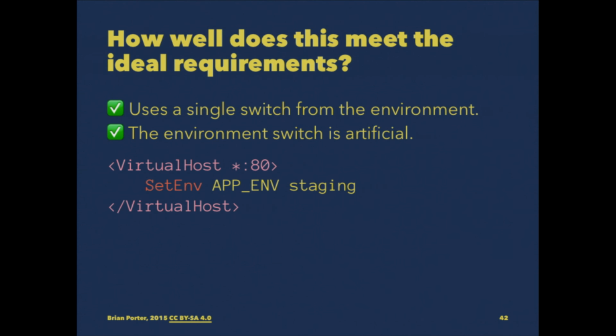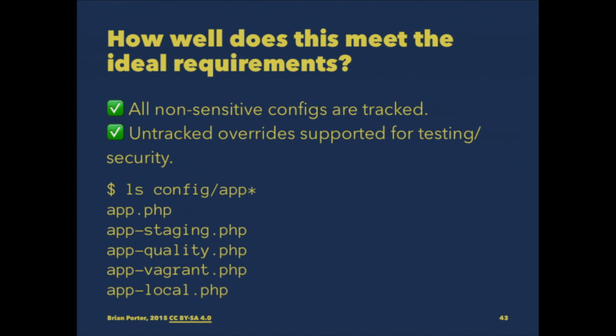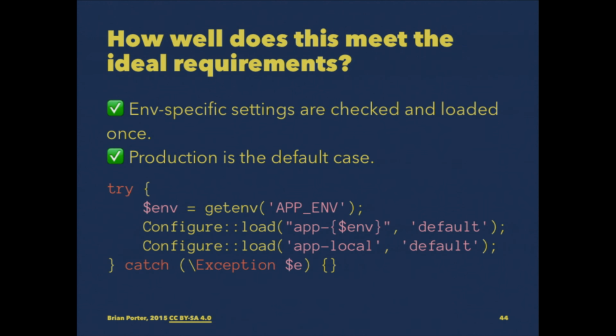First, it uses a single environment switch. The switch is artificially defined, so it's under our control. We're tracking all of our non-sensitive configs in source control, so we've got at least that. And we can still scan the config directory and have an idea of what environments our app runs under. And anything that is sensitive or that we want to test with can be placed in app_local on each server, and even production. We only need to check and load our environment once, and if that check fails in any way, we default to production or whatever our most important environment is.